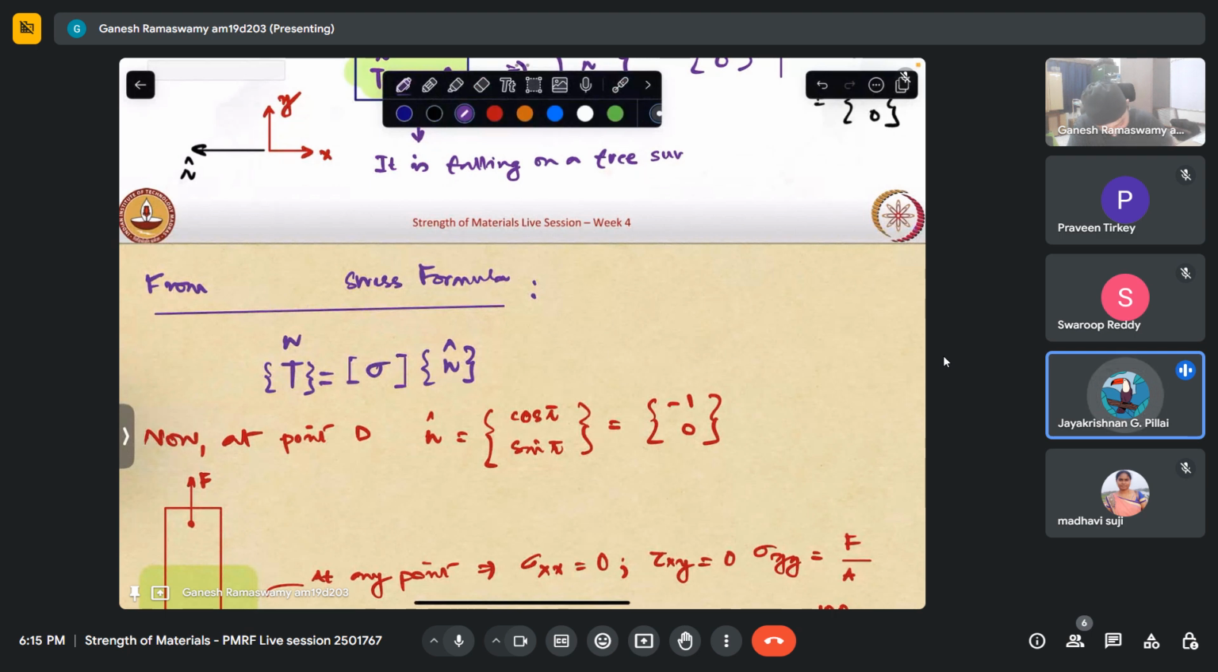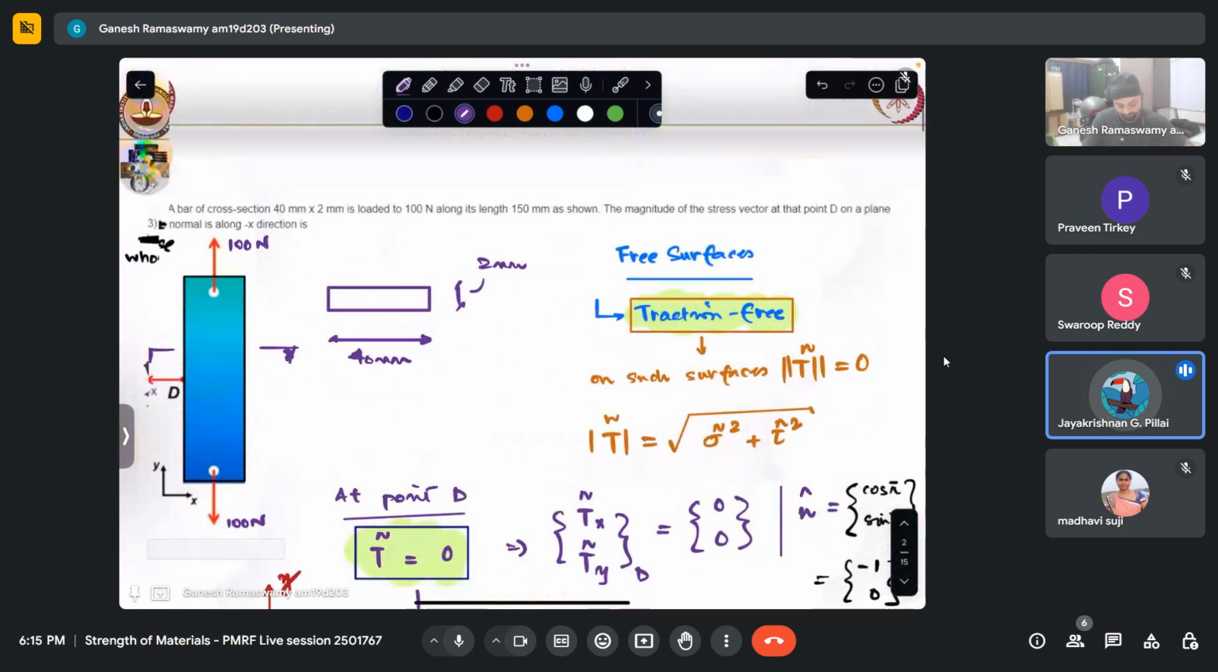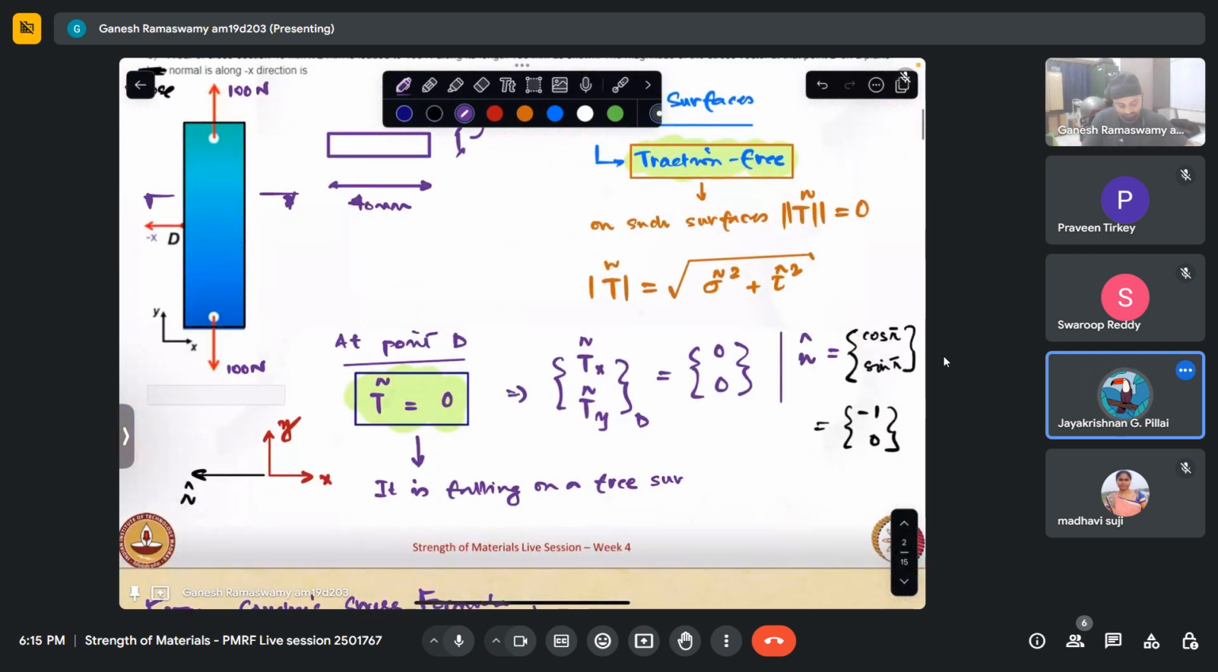Excuse me, may I ask? Yes, please. So we have taken force perpendicular to the applied direction. Yes. So wouldn't the traction be 0 for the given angle that we have chosen? Wouldn't the traction be 0 for any point within the plate? Any point.